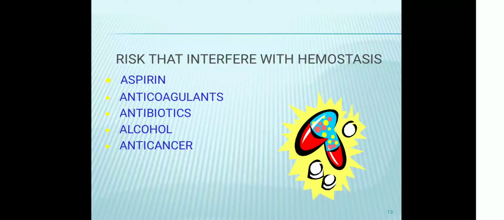Alcohol. Always ask the patient the alcohol history, because alcohol has a dual effect. First effect is it decreases the number of platelets, and the second effect is it interferes with cell production in the bone marrow, meaning it increases the risk of bleeding at that level. So always tell the patient not to take alcohol during the dental procedures.